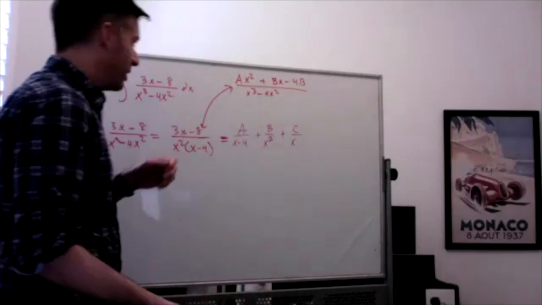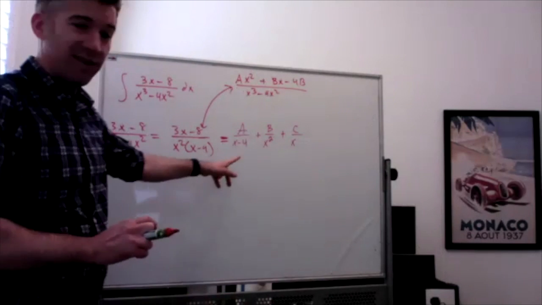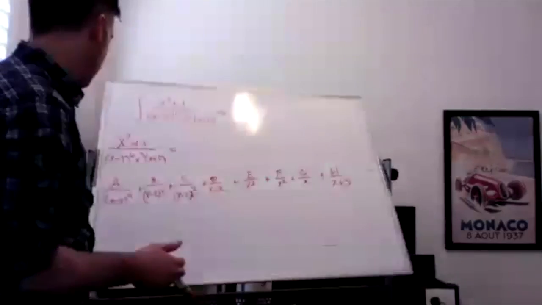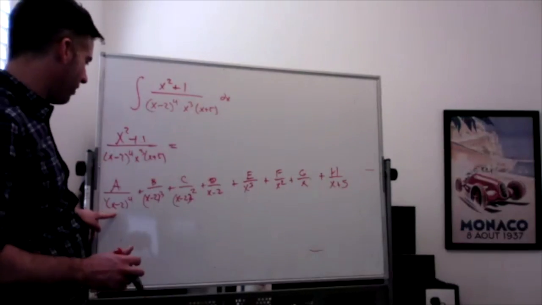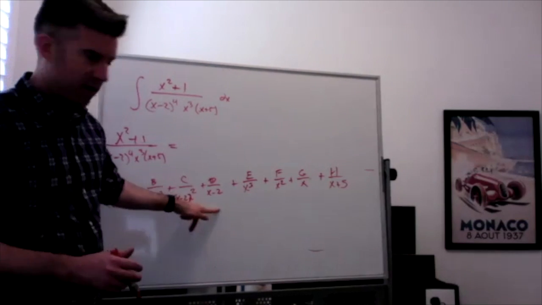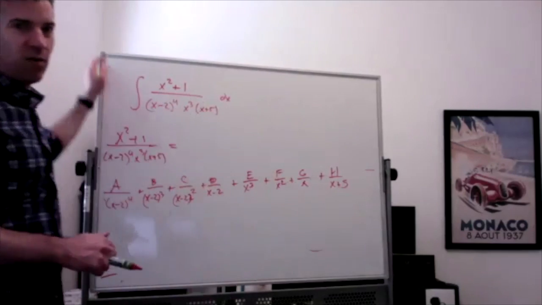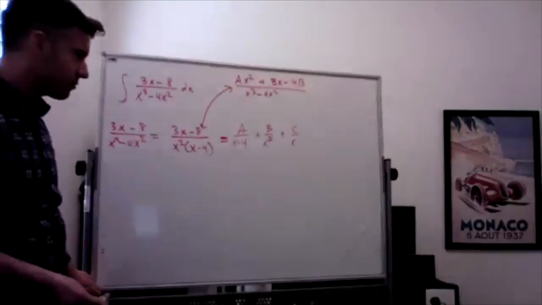But I personally like to write it the other way, and I think it's easier to see what you're doing through this. So like this, I see an x minus 2 to the 4th, and then I need every lower power. I see an x cubed, and then I need every lower power. So I think it works nicer that way, kind of.